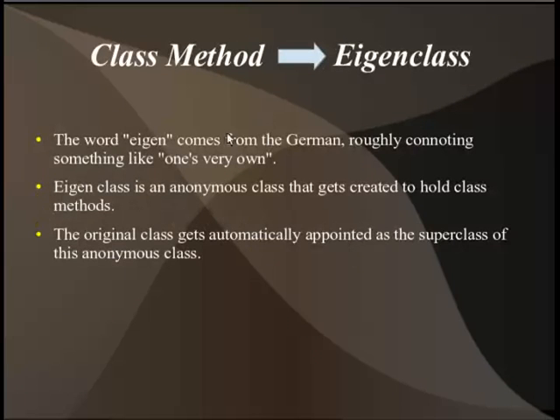So basically, the word eigen comes from German, roughly connoting something like one's very own. Eigenclass is an anonymous class that gets created to hold class methods. The original class gets automatically appointed as the superclass of this anonymous class. So basically, when we defined class less than arrow sign self, it opens the eigenclass of this class and lets you define a method straight in there. The same thing happens while defining class methods in the other two ways.